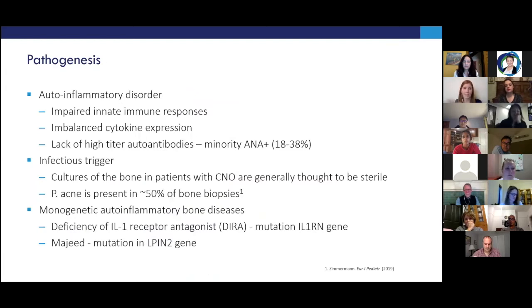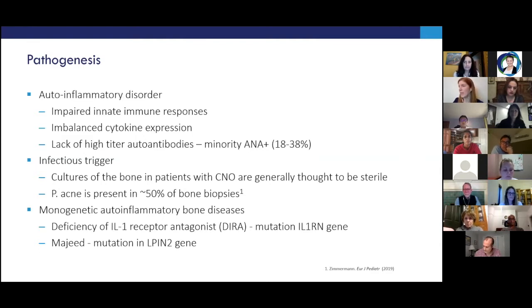So briefly, the pathogenesis: it's thought to be an autoinflammatory disorder. There is impairment in innate immune responses and an imbalance in cytokine expression, and there is a lack of autoantibodies as well. There may or may not be an infectious trigger. Cultures from the bones of patients with CNO from bone biopsies are generally thought to be sterile.